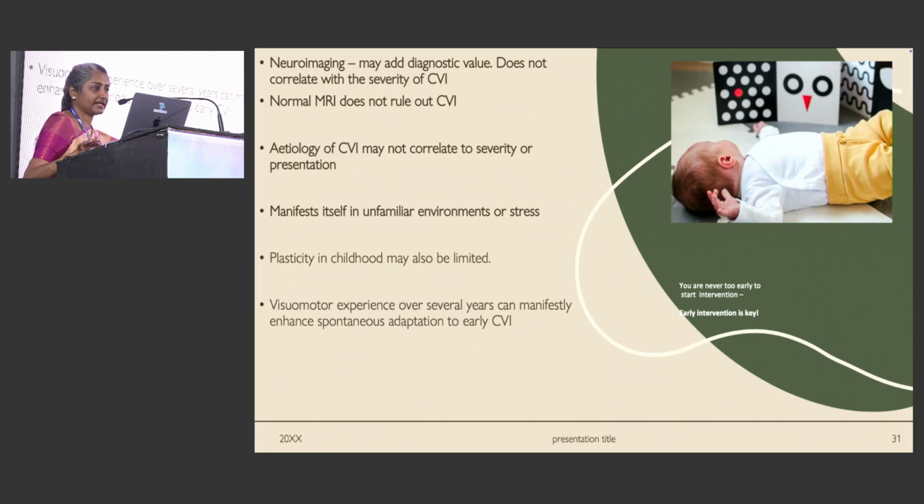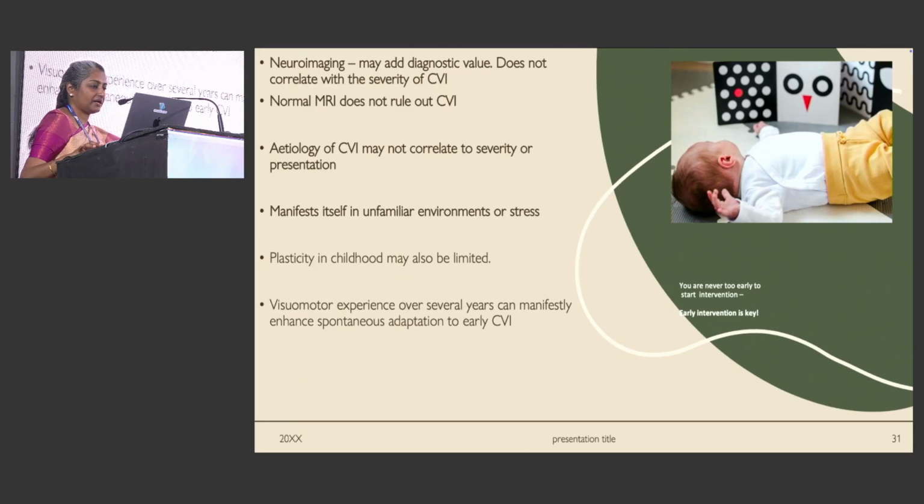In certain cases neuroimaging may add some diagnostic value, but it may not correlate with the severity of CVI. So don't look at the MRI and say that, okay, in this case nothing can be done. It is not like that. It will just give additional information. It will say which areas are affected, so you can test for those areas specifically.